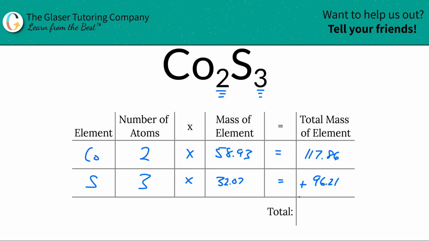And to find the mass of the entire compound, guess what all you got to do? Add the column together. All right, so this is 214.07. Since we're solving for molar mass, the units here are in grams per mole.